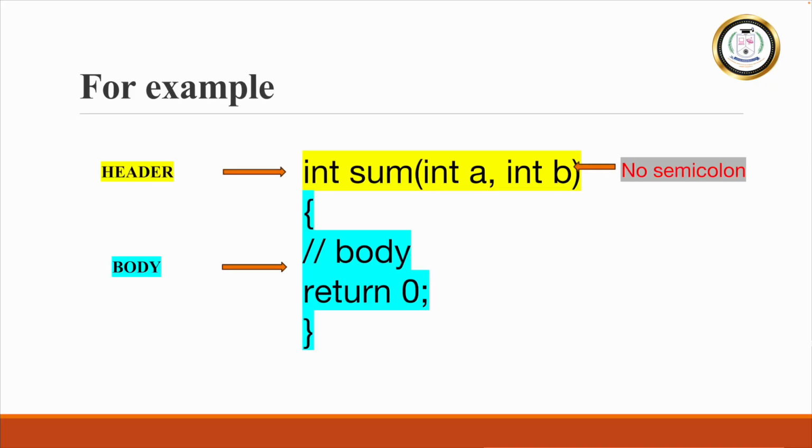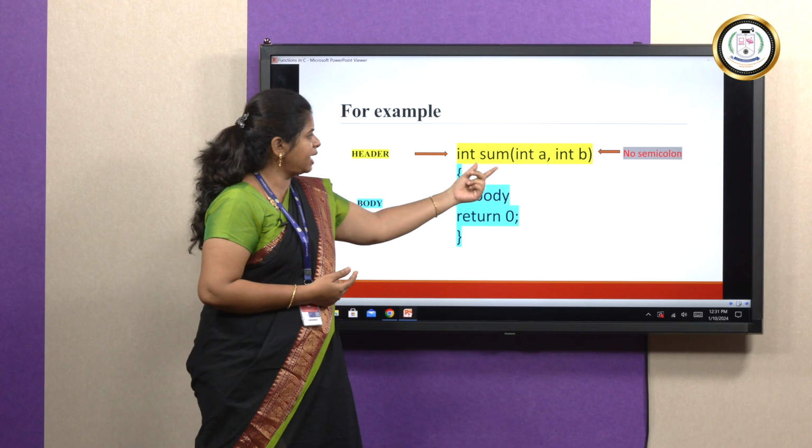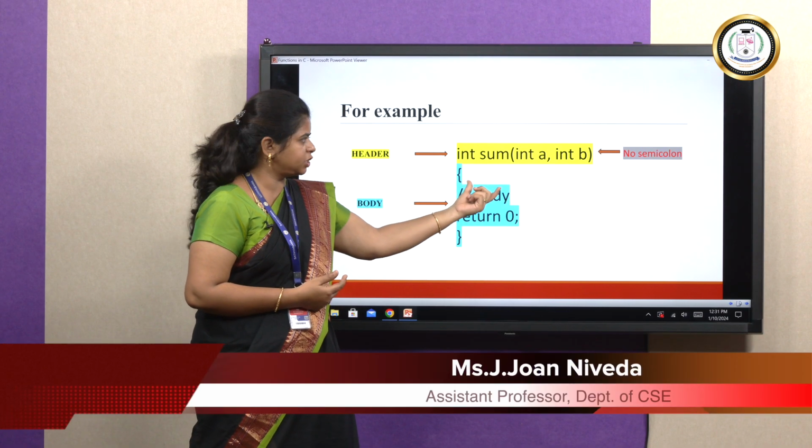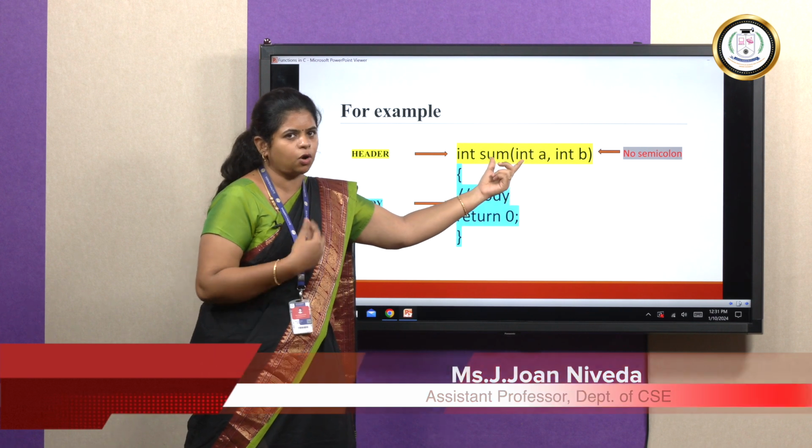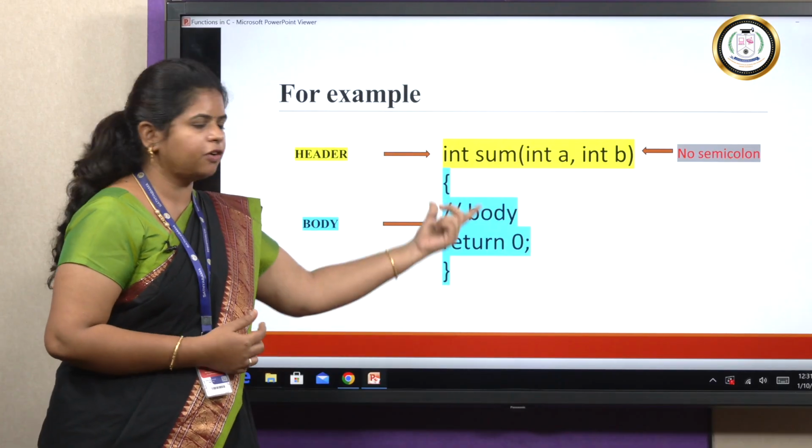For example, in this example, int is the return type. So this particular block is going to have a return type. Next, followed by the function name, inside the parentheses are the parameters, which, as I told you, are optional. And this is the body of your function.